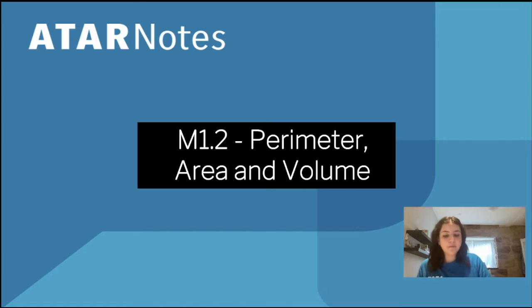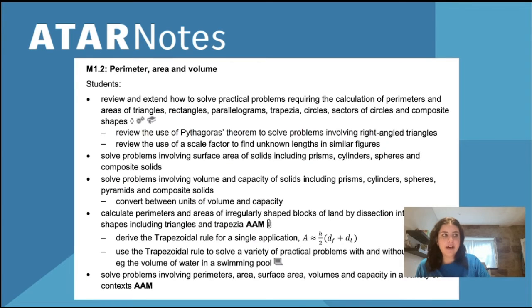We're going to start with M1.2 in the syllabus, which is perimeter, area, and volume. So this is the part of the syllabus. I'm just going to give you a second to read it. So we're looking at a couple different things here.